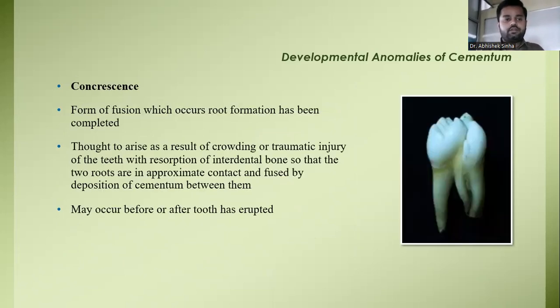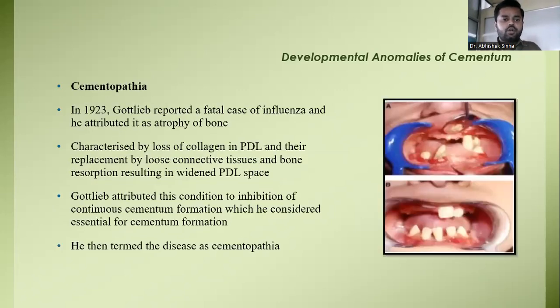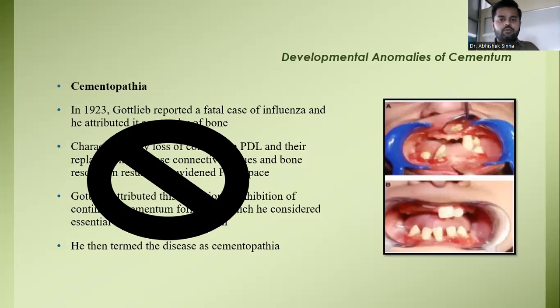Concrescence. You must have come across this concrescence in your oral histology classes. So it's a form of fusion which occurs during root formation, when it has not been completed. So two tooth structures are joined along with the cementum, that is concrescence. It may occur before or after the tooth has erupted. Cementopathia as such is not a term anymore, so you don't have to go with that.